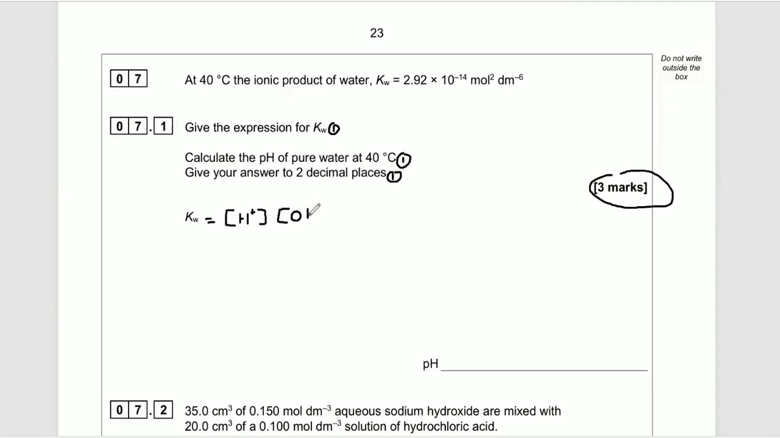So our expression for KW, you need to know this off by heart, is KW is equal to the hydrogen ion concentration multiplied by the hydroxide ion concentration. We show that using brackets, which stand for the concentration. Now, in order for us to calculate the pH, we need to find the hydrogen ion concentration because pH is equal to minus log the hydrogen ion concentration.